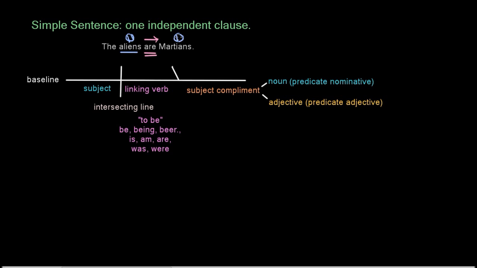In a way, you can see it's restating what aliens are, giving us a little more information. They're Martians. We could actually interchange the two to make the subject Martians and the subject complement aliens. Let's go ahead and diagram it. Our subject is aliens. Our linking verb is are. And again, our predicate nominative subject complement is Martians.